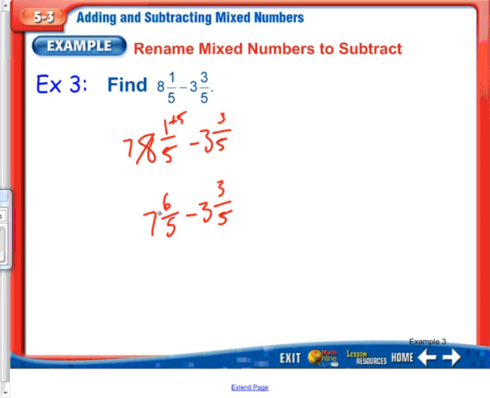So now, is the numerator on the left bigger than the numerator on the right? Notice I really did not change this mixed number at all. 8 1/5 is the same as 7 6/5 because I can make another whole there. I can make that 8, and I would have 1/5 extra.